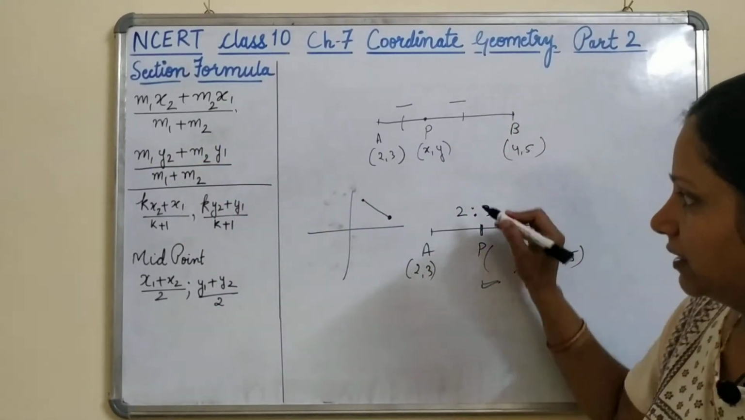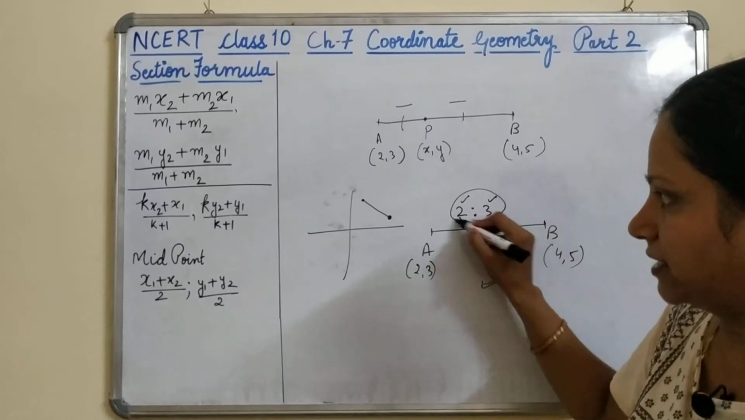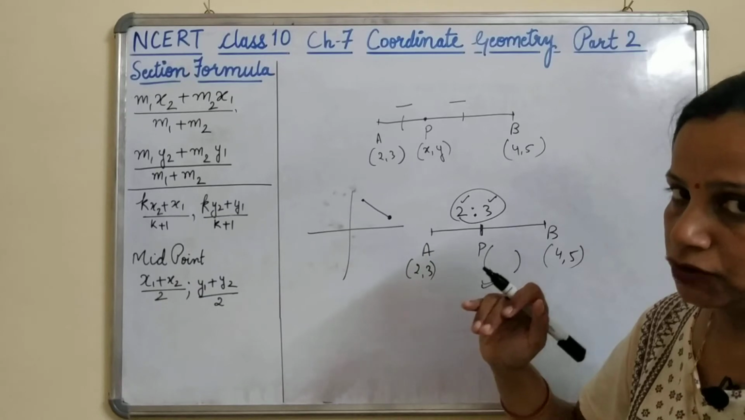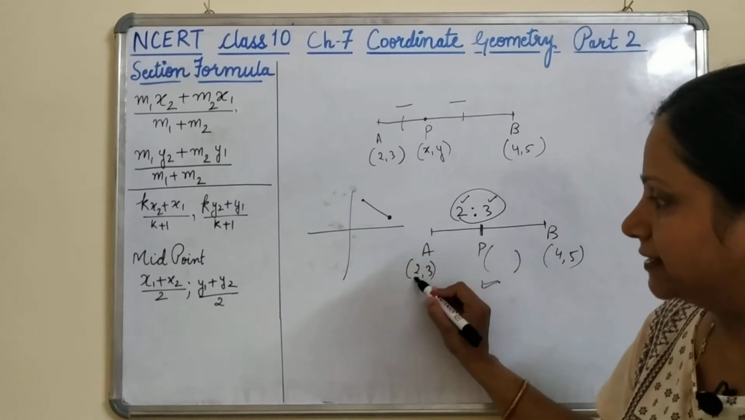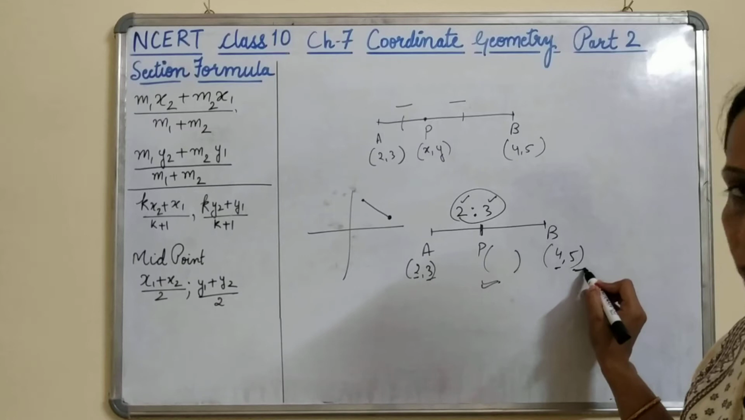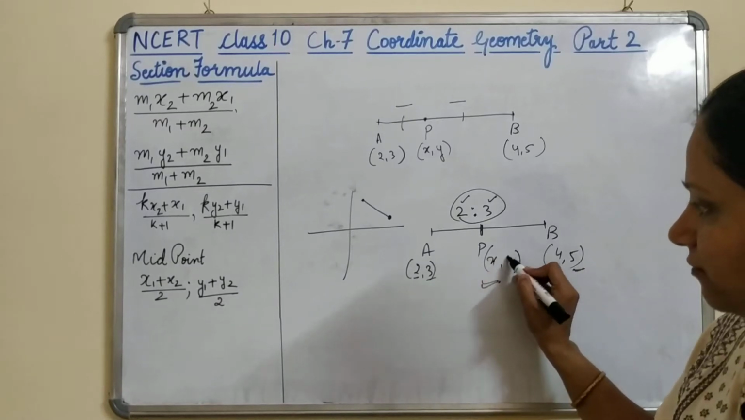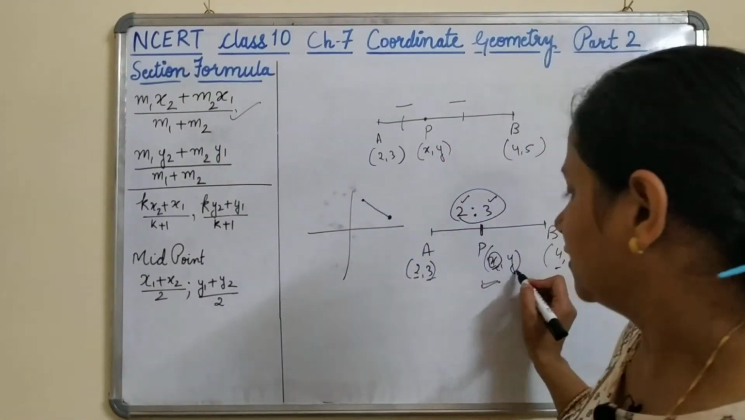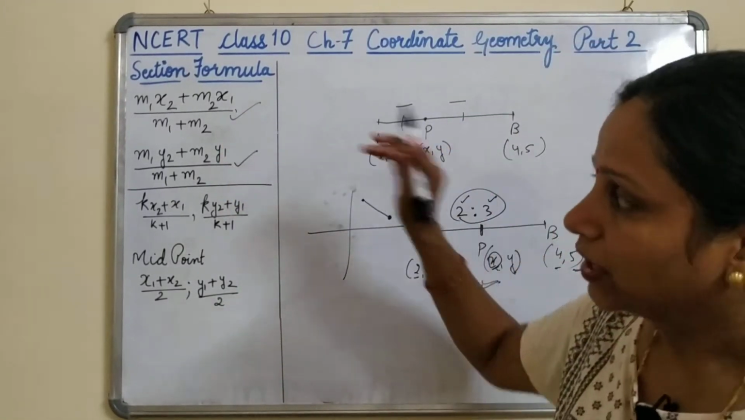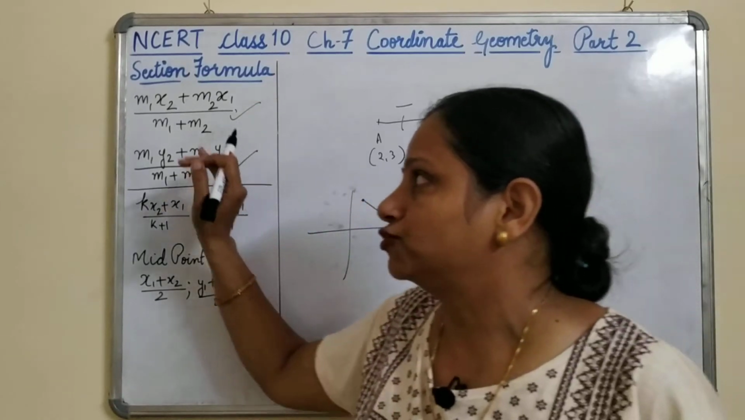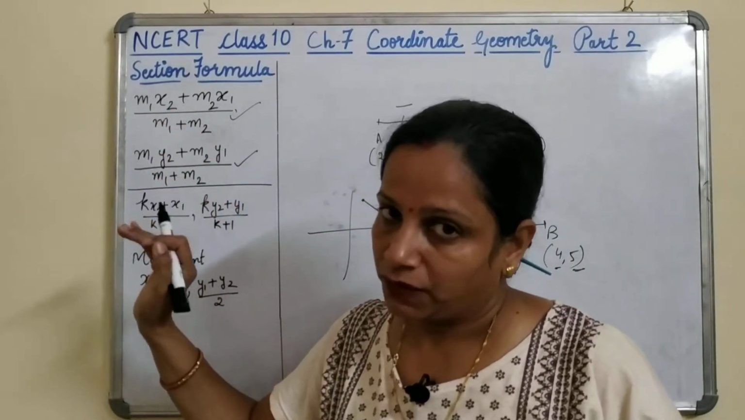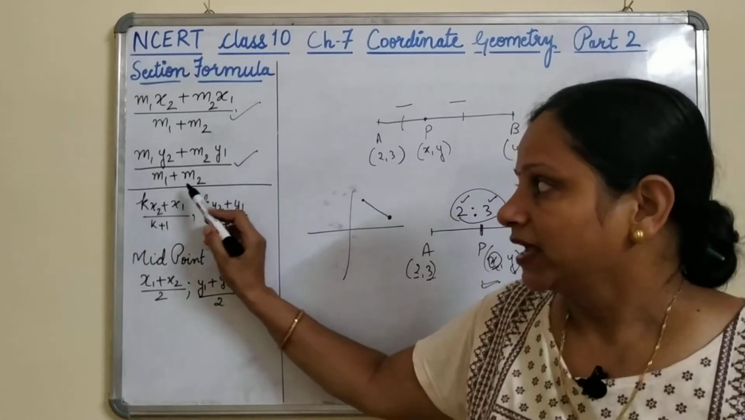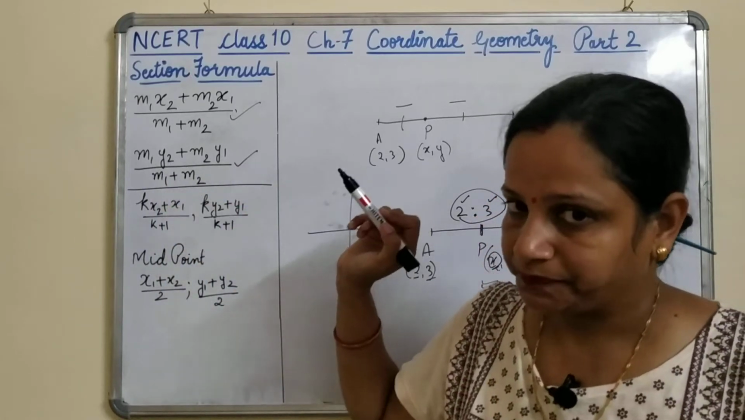Now what is this M1? M1 and M2 are the ratios. X1 and Y1, as in the previous topic, are the coordinates X1, Y1, X2 and Y2. So if we need these X and Y coordinates, for getting X we apply this formula, and for getting the Y coordinate we apply this formula. Both formulas are the same, only we have to change X and Y. What is it for Y? M1 Y2 plus M2 Y1, upon M1 plus M2.